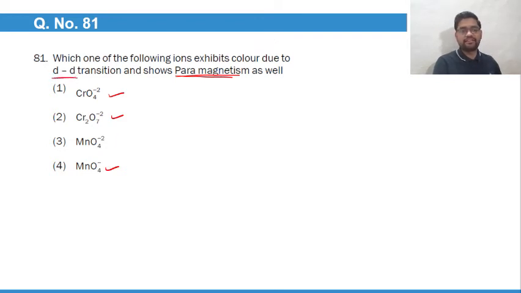d-d transition. Why? Because if you take manganese, its oxidation state over here is plus 6, right? That means its electronic configuration will be 3d1. So that means it can show d-d transition, and hence it is paramagnetic as well. So this is not the answer, this is not the answer, this is not the answer, this is the right answer. The rest all show color with the help of charge transfer. So for question number 81, the third is the right answer.